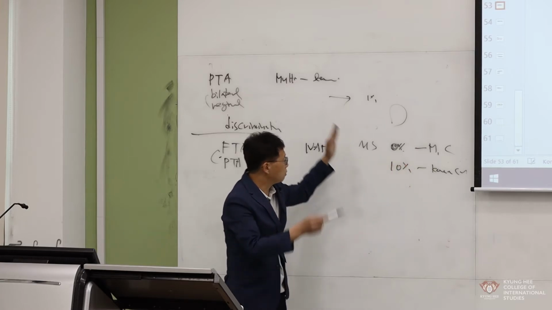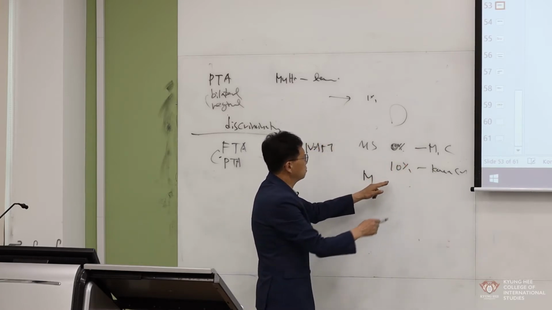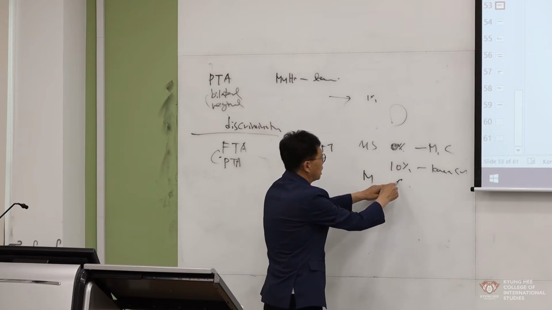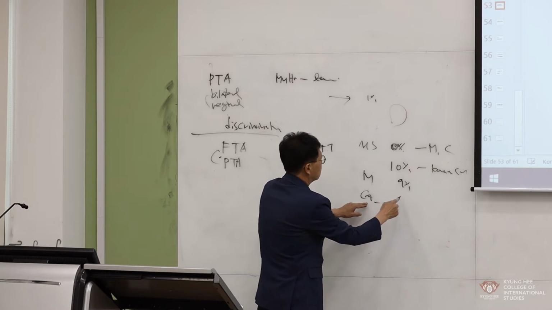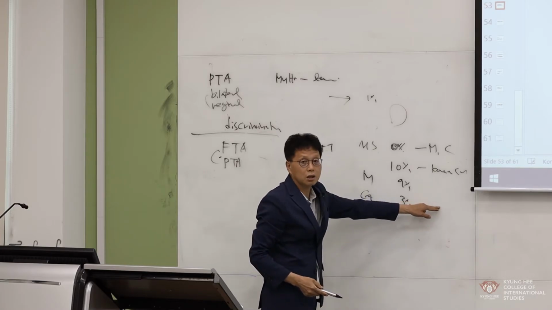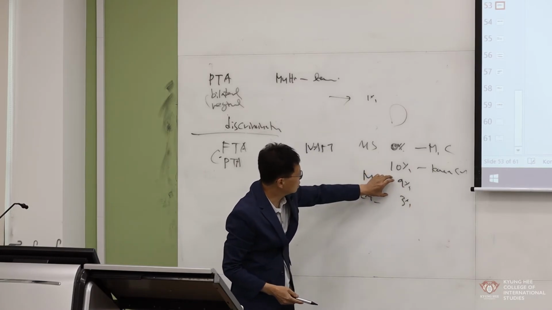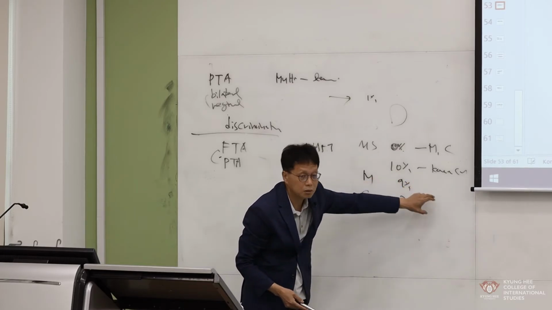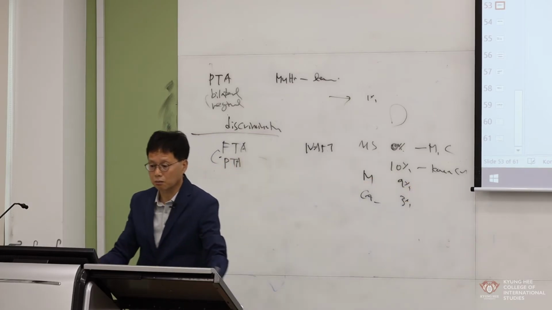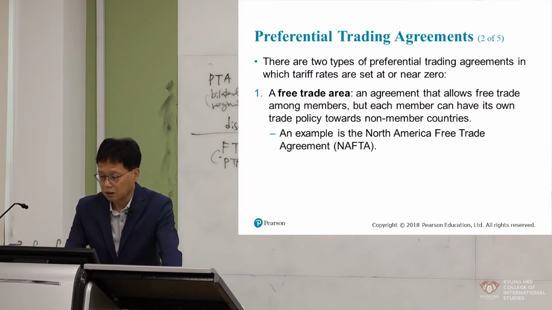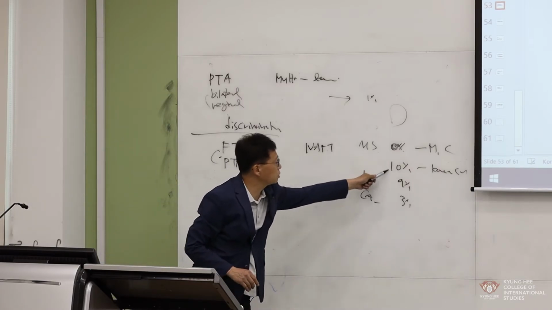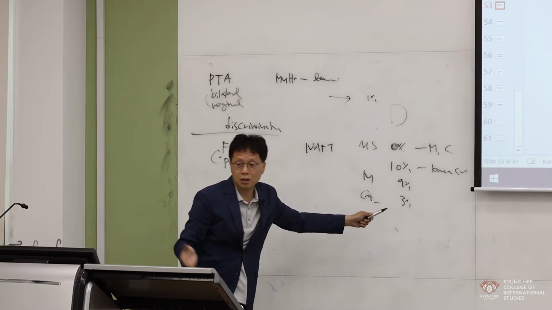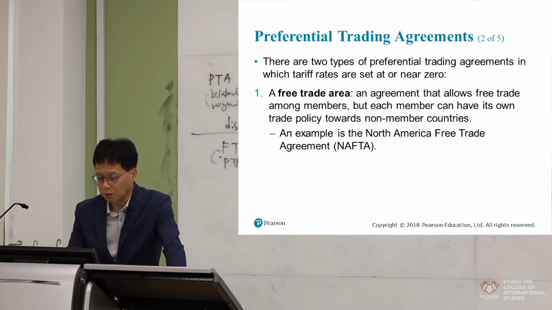Okay? Well, what happened in Mexico? Mexico can impose, for example, 9% tariff on Korean cars, right? Canada, for example, 3% tariff on Korean cars. So member countries can impose different tariffs when importing from non-member countries. Okay? That is this idea. Each member can have its own trade policy towards non-member countries, so they can impose different tariff rates. That is PTA. Example, NAFTA.